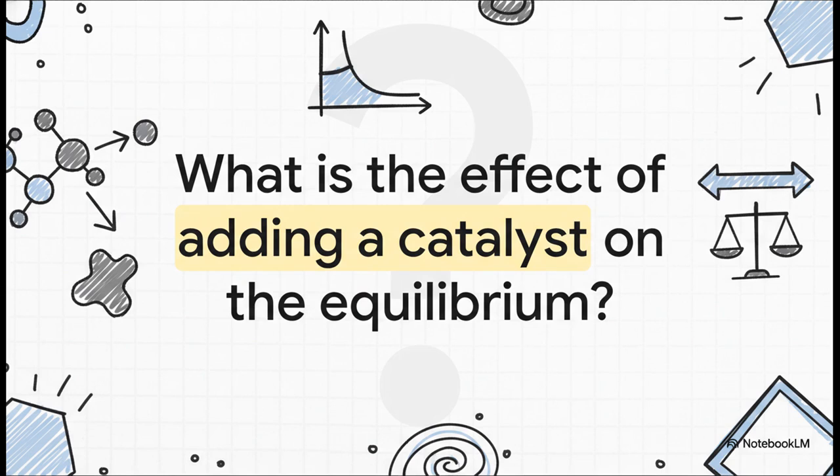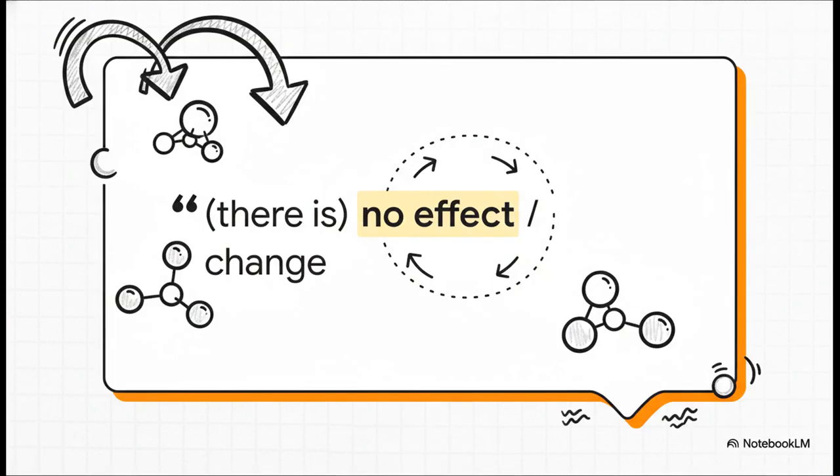This is a quick 1-mark question. We all know catalysts are supposed to speed up reactions, right? But what do they actually do to the position of equilibrium? Where does the reaction end up? Yep, you guessed it, no effect at all.